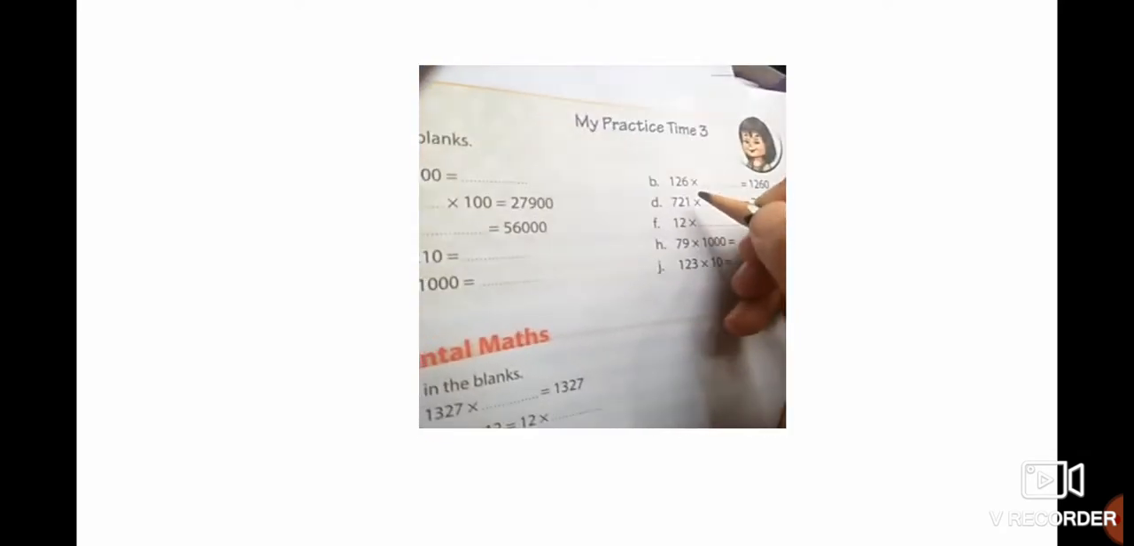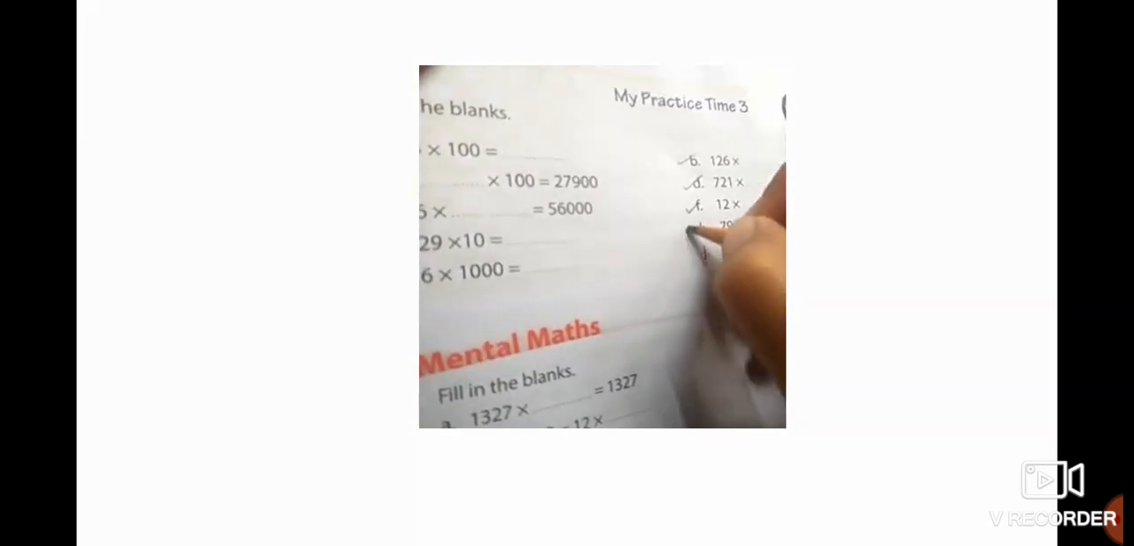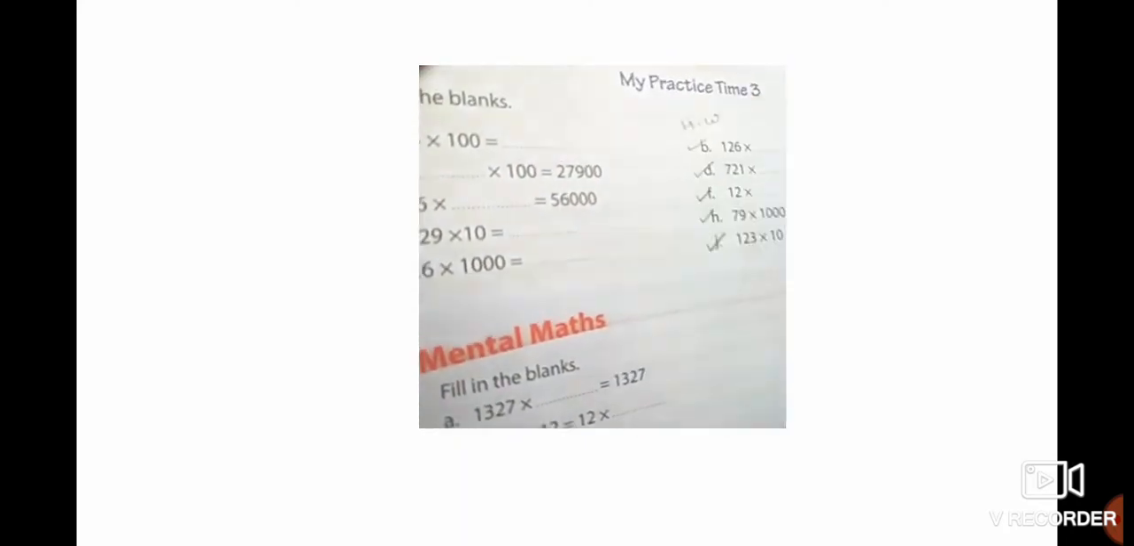So students, now here you can see that I have opened math textbook, and here you have to open page number 49. Okay, so on page number 45 we have My Practice Time 3. So here now I'll show you that B, D, F, H and J will be homework. Okay, so you are going to write these 5 examples for homework, and now we are going to copy our answers.